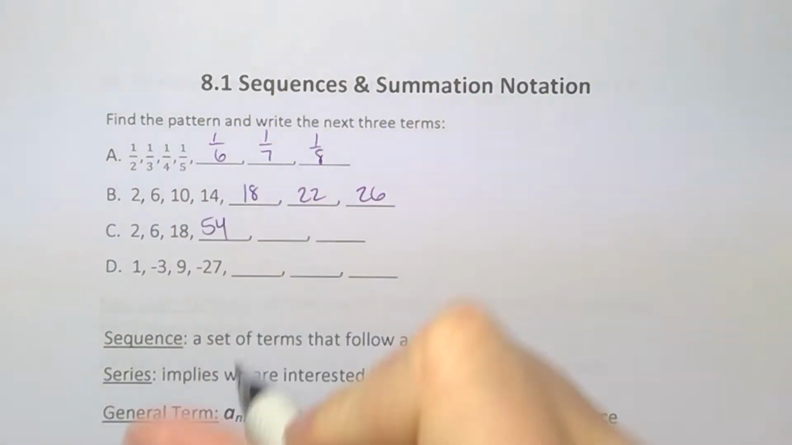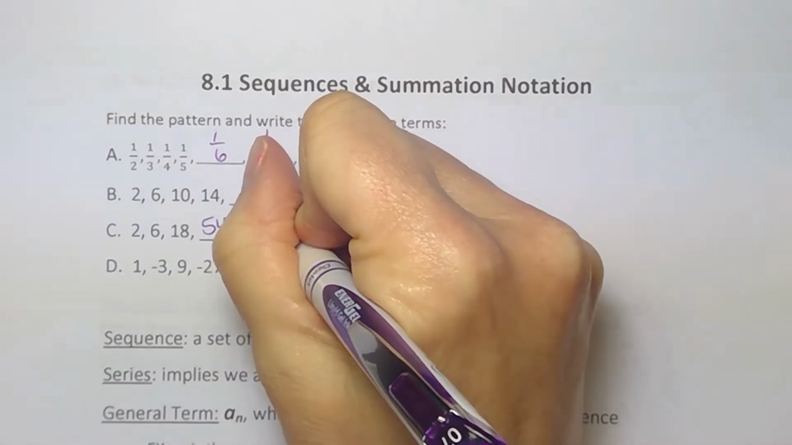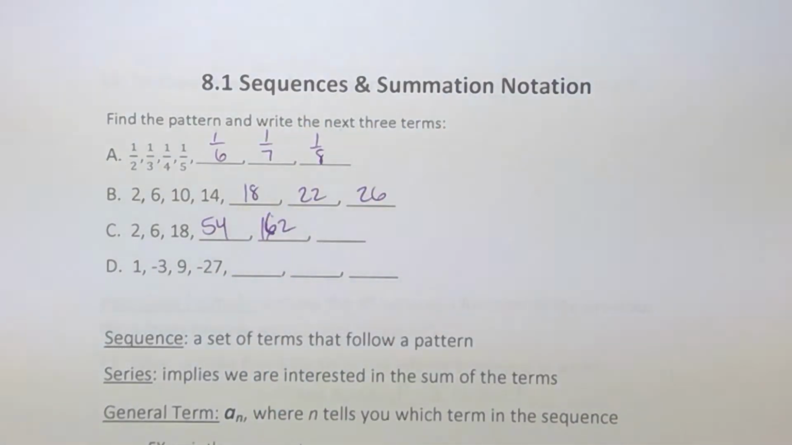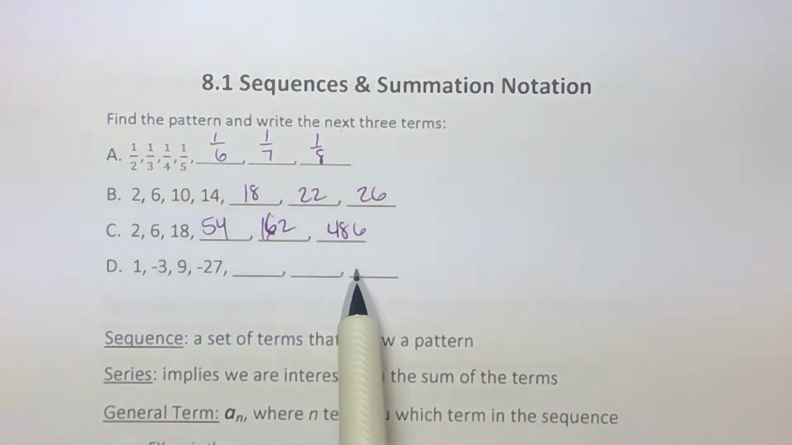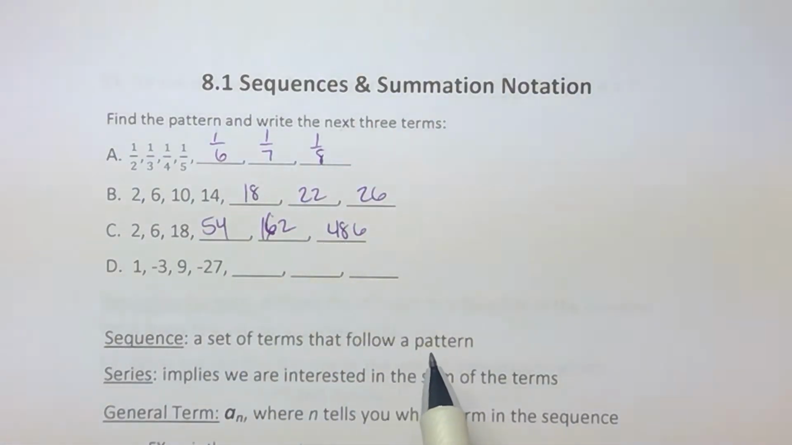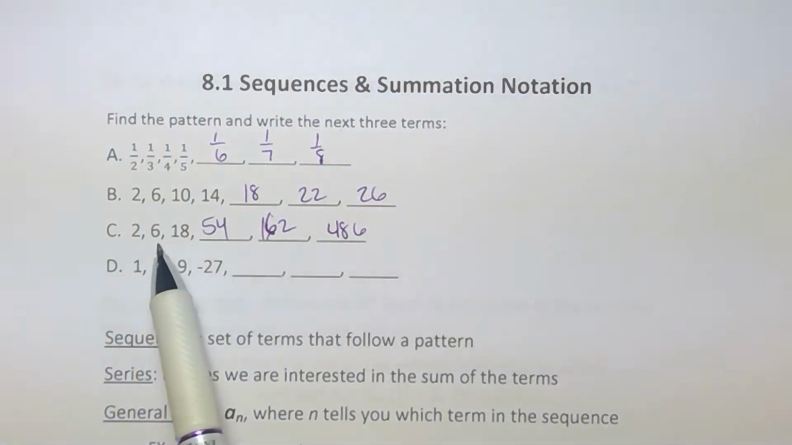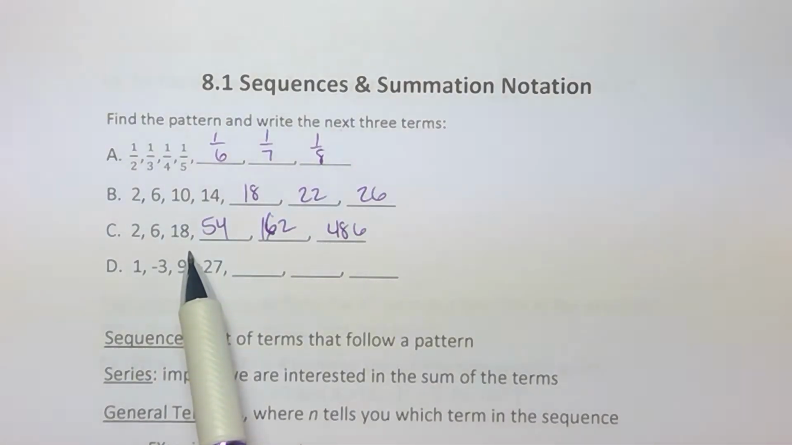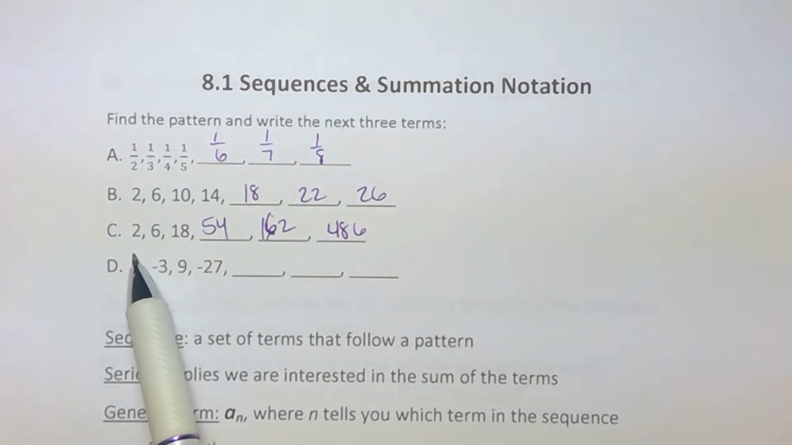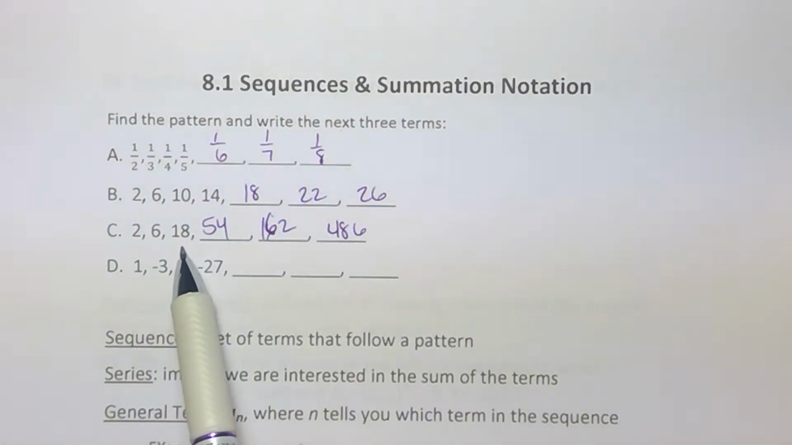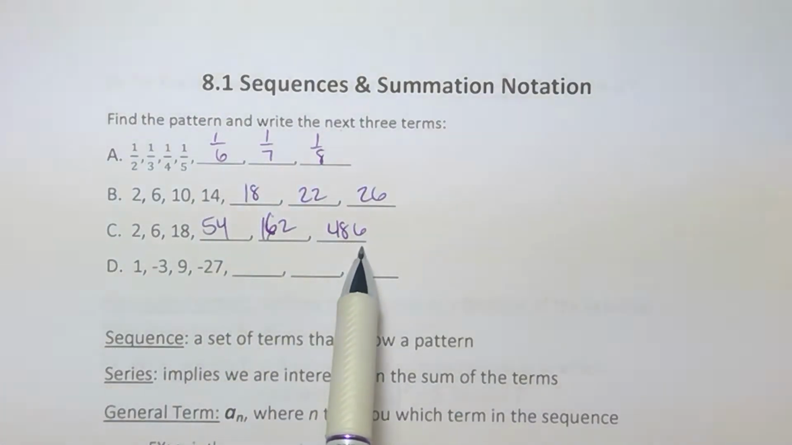Well, the next terms on C, I'm having to work them because I can't do them in my head that quickly, should be 54, 162, and 486. Did you figure out how to do that? Well, on C, I'm multiplying by 3 each time. So this is what we would call a common ratio between the terms because I'm multiplying by a factor. 2 times 3 is 6, times 3 is 18, times 3 is 54, times 3 is 162, times 3 is 486.